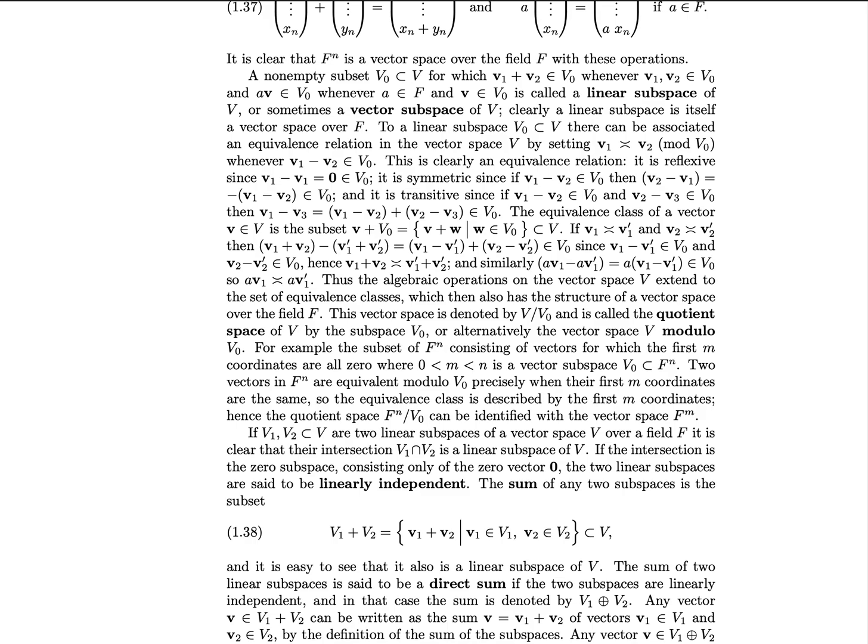Clearly, a linear subspace is itself a vector space over F since it obeys all the axioms, as long as we ensure that it contains the zero vector.